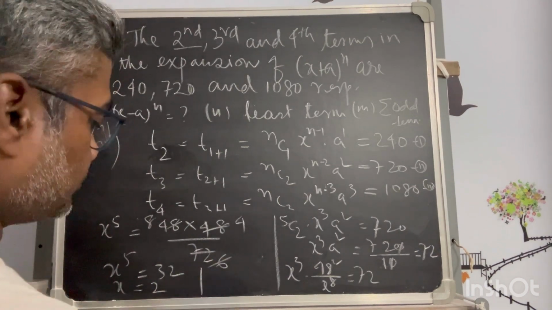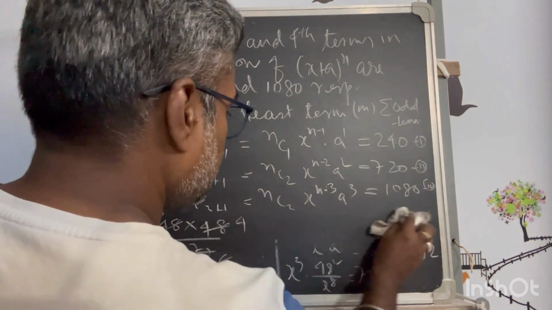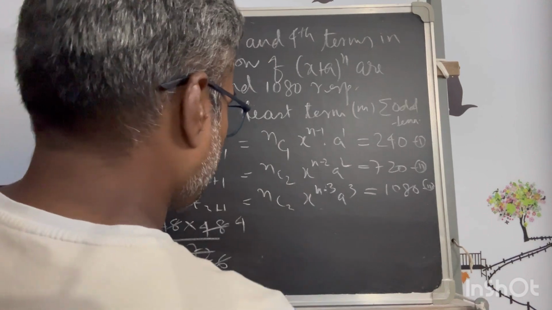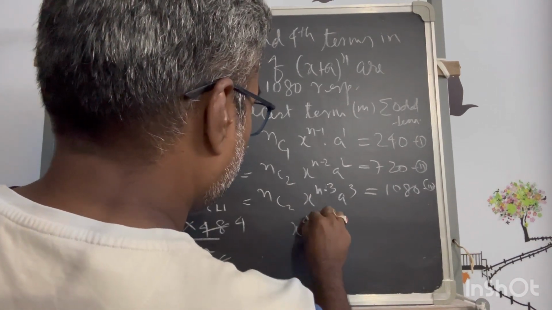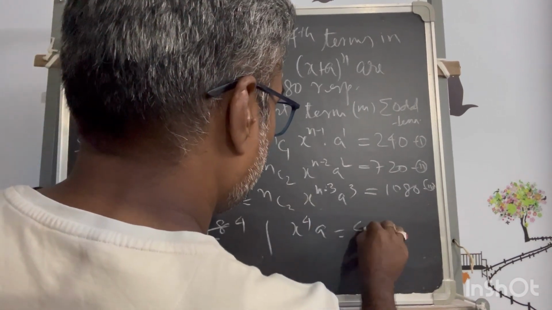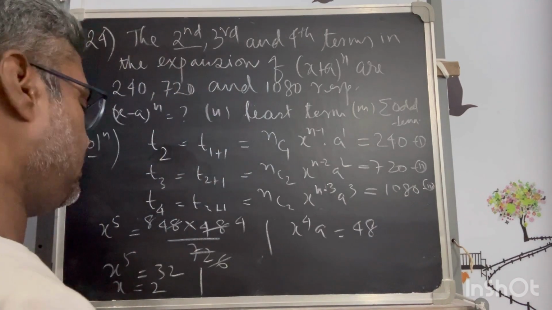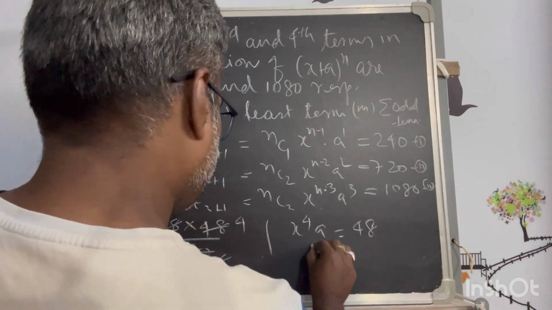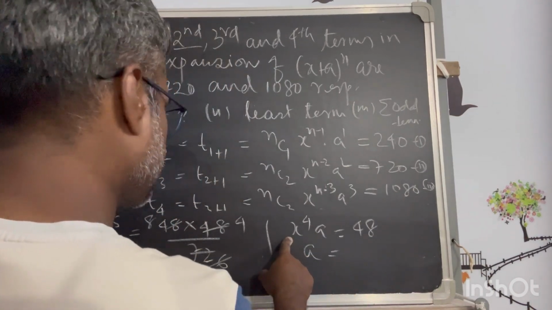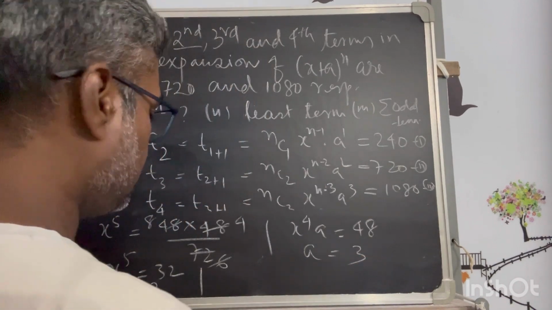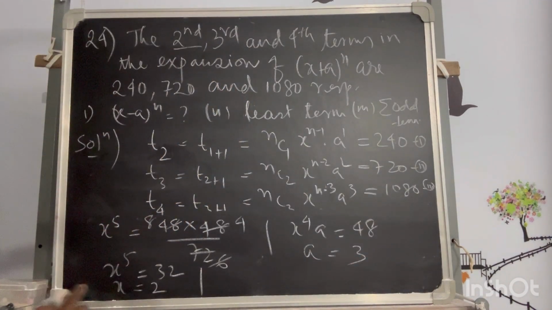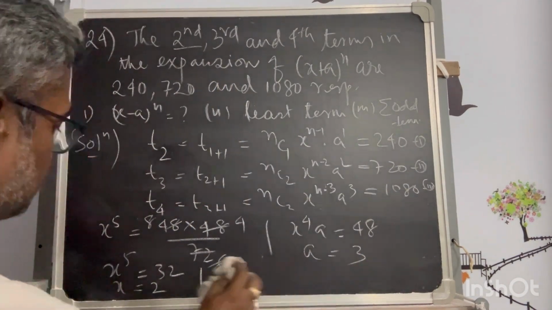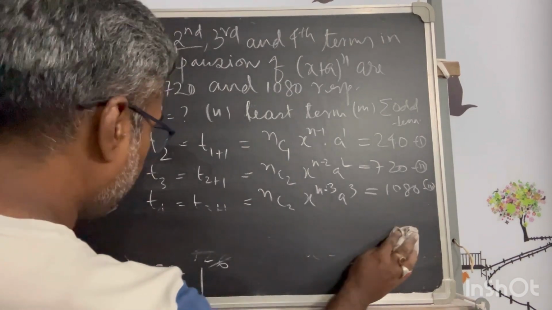Once you get x is equal to 2, what was the relation with me? x to the power 4 into a is equal to 48 was there earlier. So x to the power 4 means a is equal to how much? 2 to the power 4 is 16, so a is 3. So you know all these values. What are the values? x is equal to 2, a is equal to 3, and n is equal to 5.